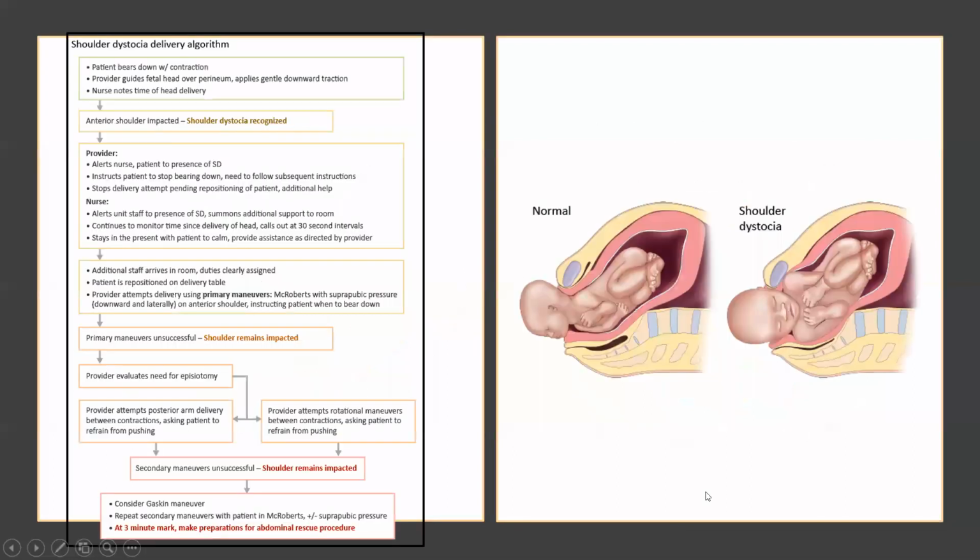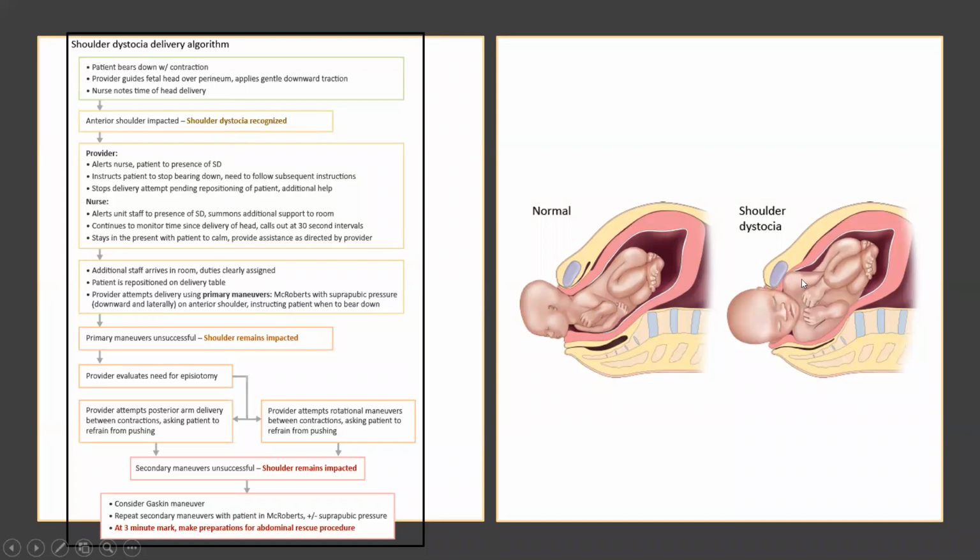pelvis. So some of the maneuvers that we need to do, here's an algorithm, and you can stop the video and look at that. But here, some of the maneuvers that need to happen, some are nurse driven and some are physician or provider driven. So we need to be working very closely as a team. Again, this is just another picture of how it should look. That's part of those cardinal movements of birth.